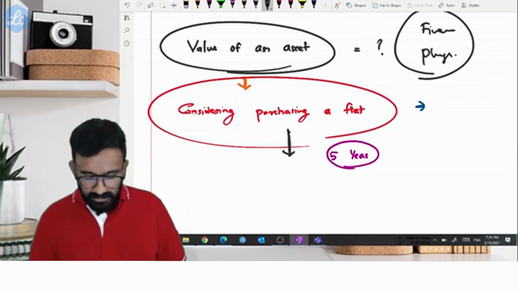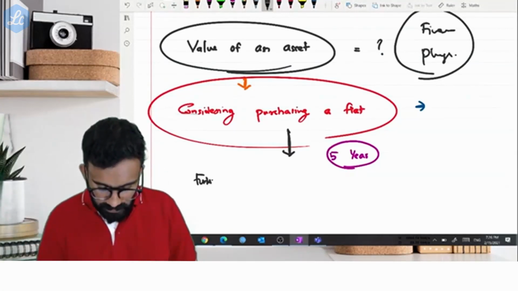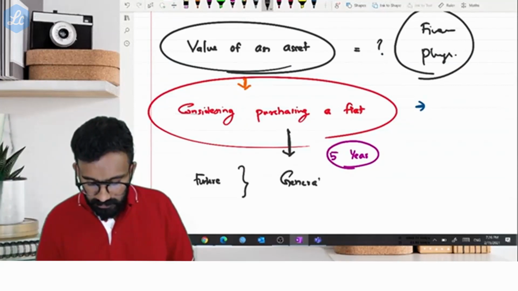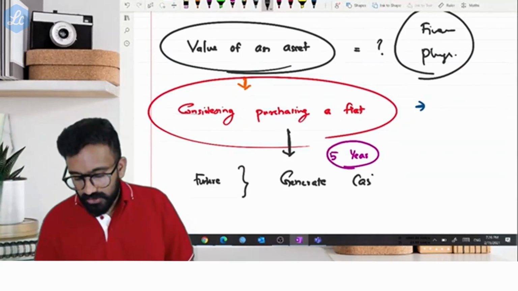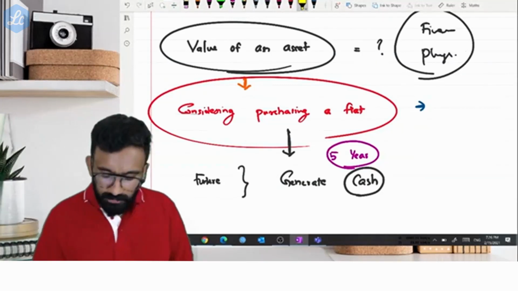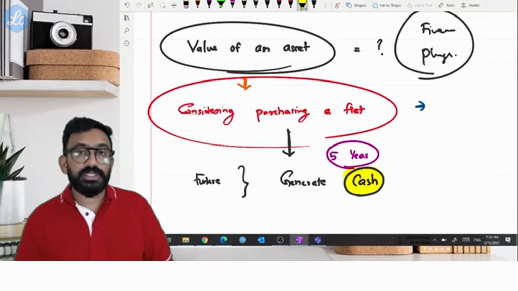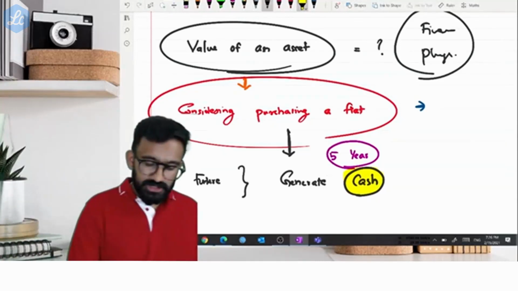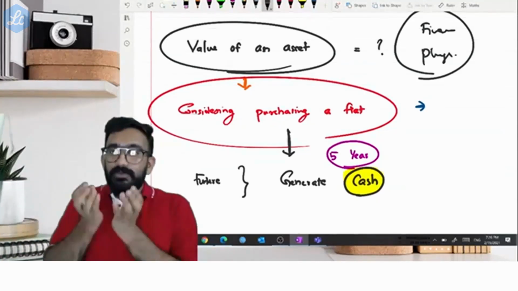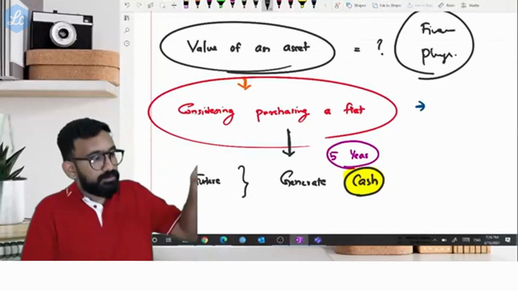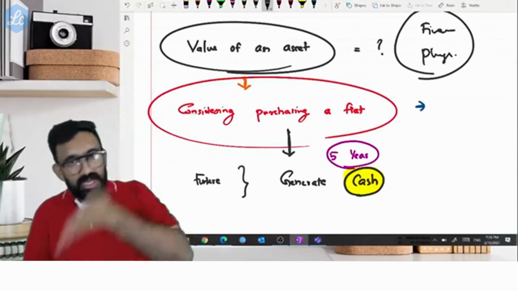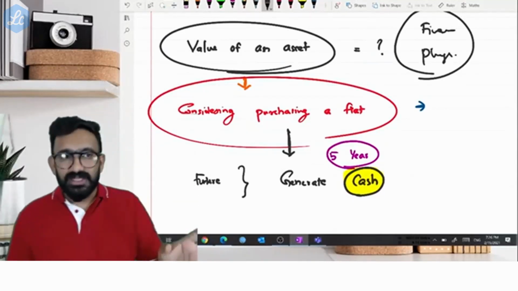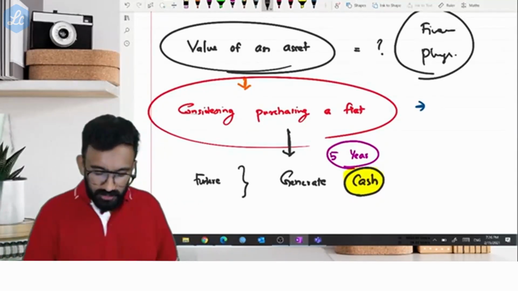So every asset in the future is going to generate cash for you. The moment you move from accounting to finance, your indicator of performance will start moving from profit to cash. So what is the reason why you don't analyze anything in finance with profits? You rather use cash. What could be the reason?